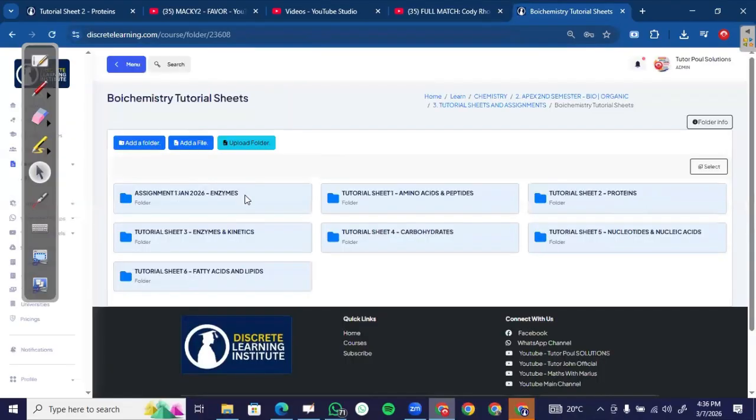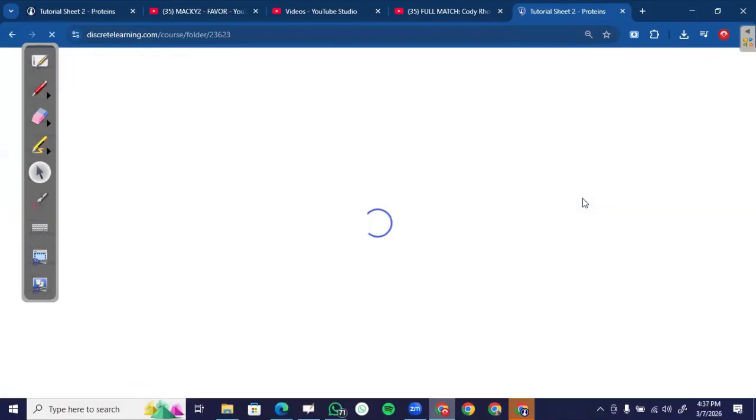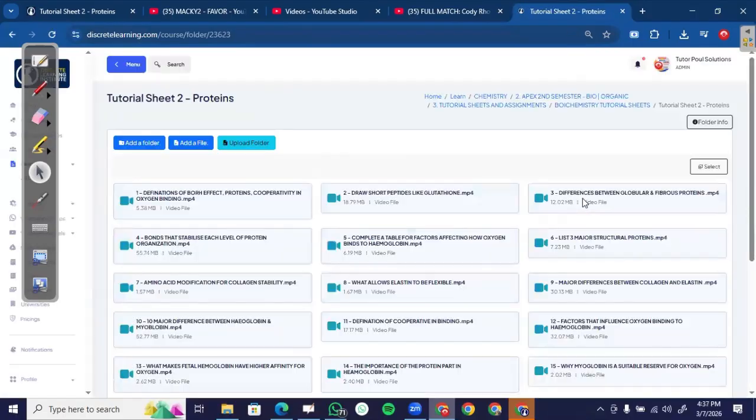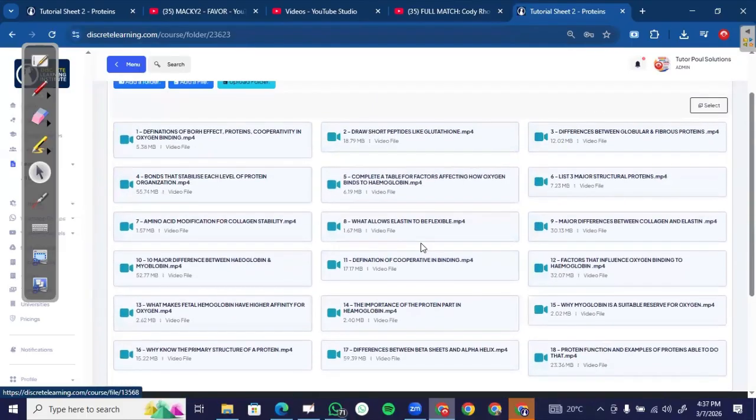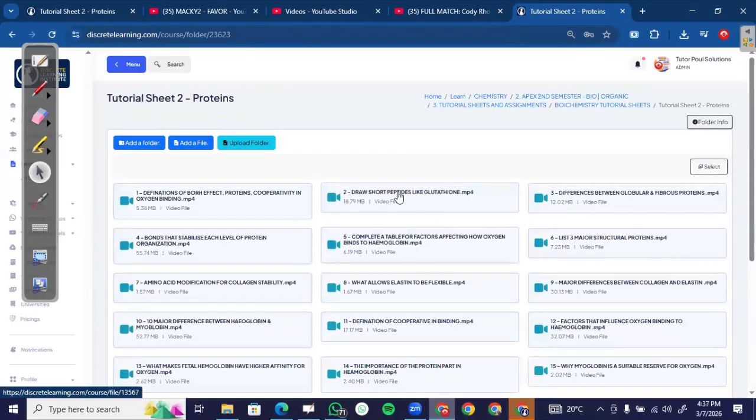you're going to see that all the tutorial sheets are there: tutorial sheet 1, proteins, enzymes and kinematics, carbohydrates, nucleotides, fatty acids. All these are there. If, for example, I open proteins here, you're going to see that the videos are there, so you can watch these at your own time, clearly explaining all the concepts.